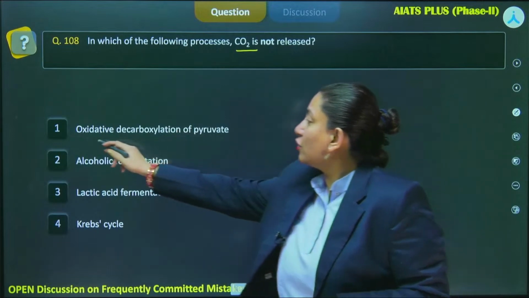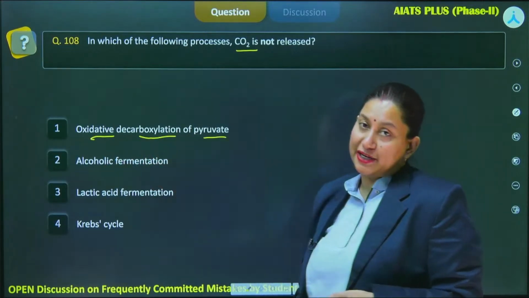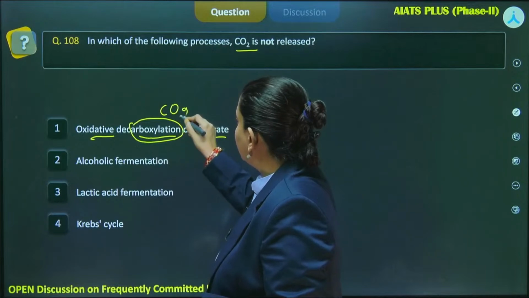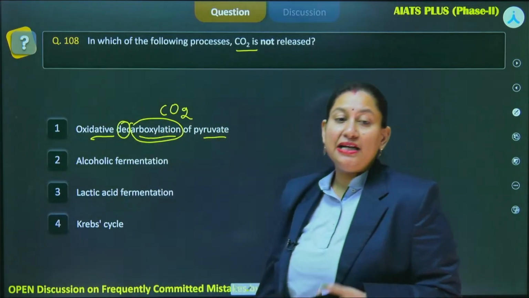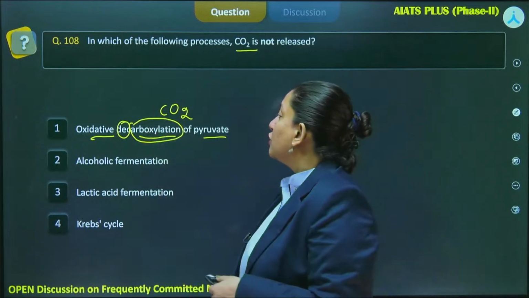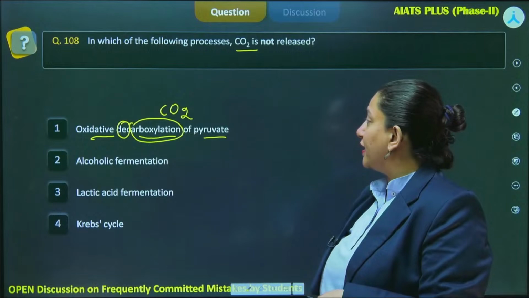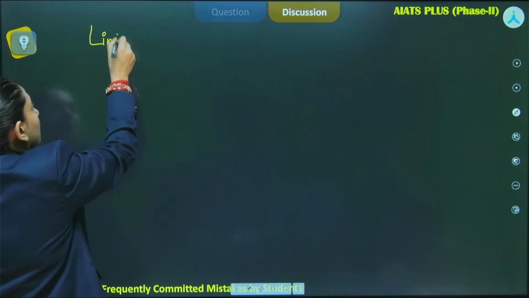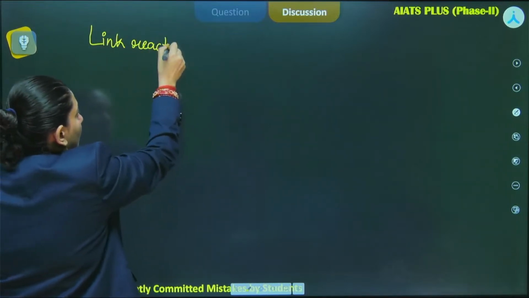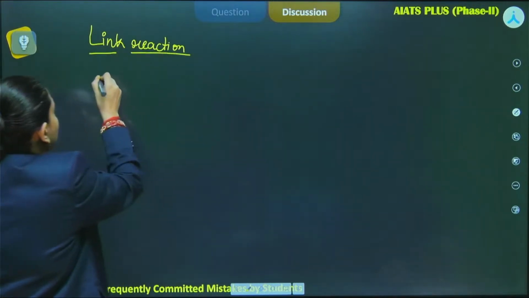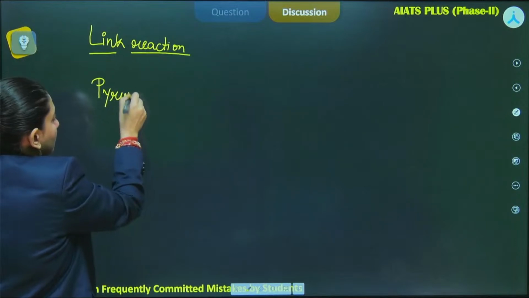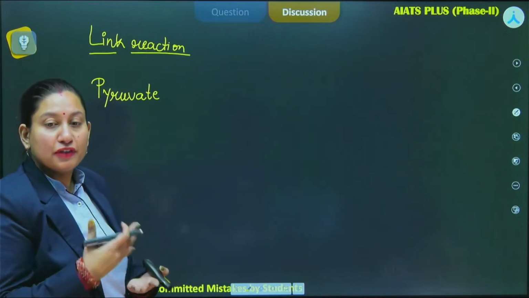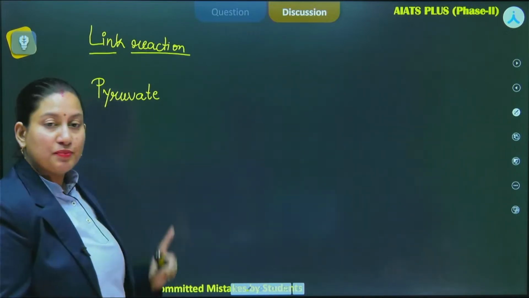The very first one says oxidative decarboxylation of pyruvate. Well, the name itself suggests carboxylation, that means something related with carbon dioxide, and because it is written D, that means it is being eliminated, right? So what happens during oxidative decarboxylation of pyruvate, popularly known as the link reaction? So during this reaction, the pyruvate molecule, which is yielded by the glycolysis process after the glycolytic cleavage of glucose, is obtained.